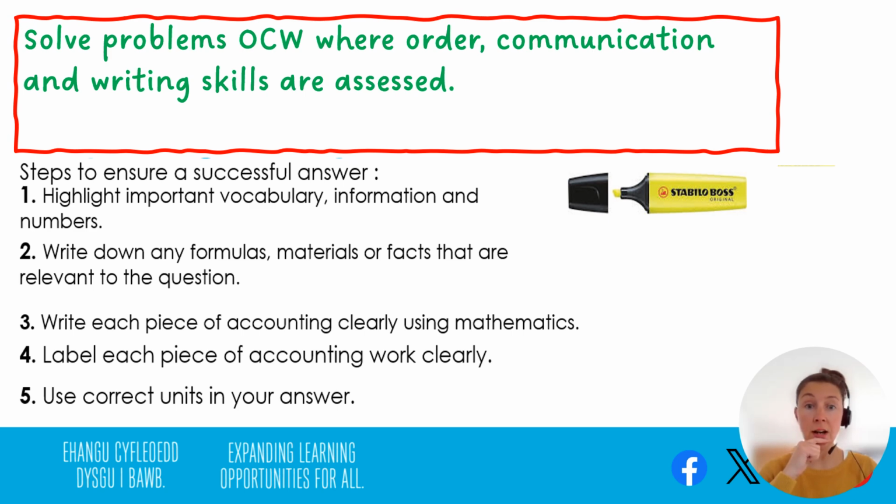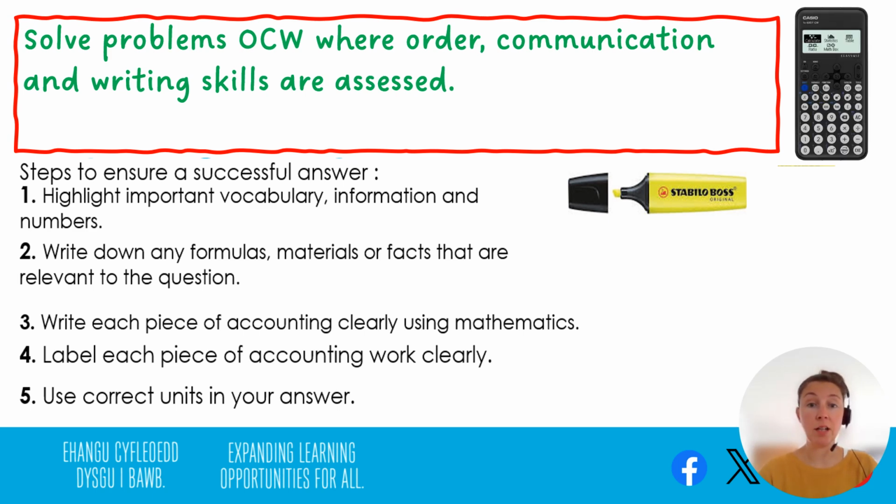So the first one is to highlight important vocabulary, information and numbers. Number 2, write down any formulas, methods or facts that are relevant to the question. Number 3, write each piece of working clearly using mathematics. Number 4, label each piece of working clearly. And number 5, use correct units in your answer. Now, these 5 steps will be role modelled by myself when I go through some example questions with you.